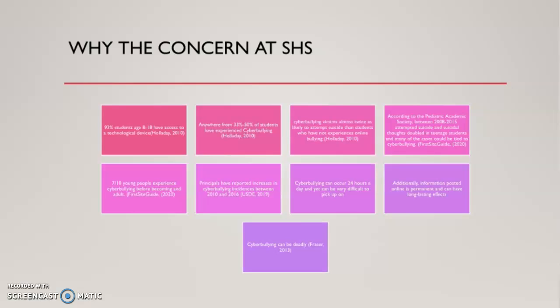In regard to the mental health of our students, cyberbullying victims are almost twice as likely to attempt suicide than students who have not experienced online bullying. According to the Pediatric Academic Society, between 2008 and 2015, attempted suicide and suicidal thoughts doubled in teenage students, and many of the cases could be tied to cyberbullying. 7 out of 10 young people reported that they have experienced cyberbullying before the age of 18. Principals were surveyed in 2010 and then again in 2016, and the data collected indicated significant increases in cyberbullying incidences between 2010 and 2016.